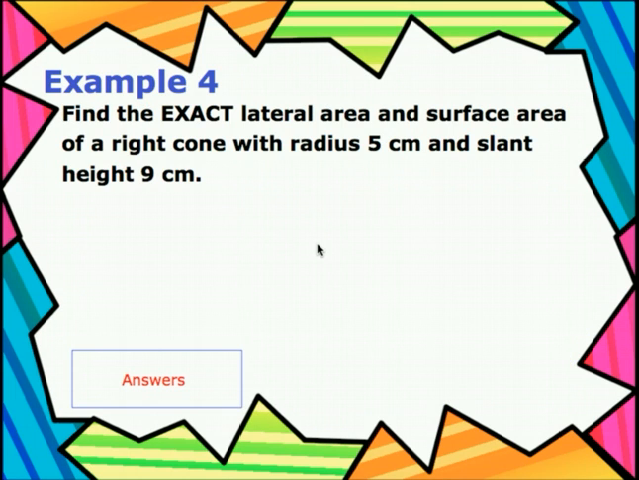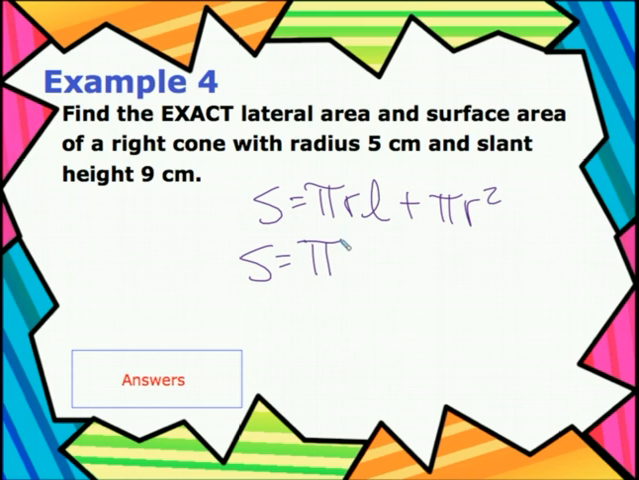Okay, this one says find the exact lateral area and surface area of a right cone with a radius of 5 and a slant height of 9. So our formula for a cone is pi r L plus pi r squared. So the radius is 5, slant height is 9.